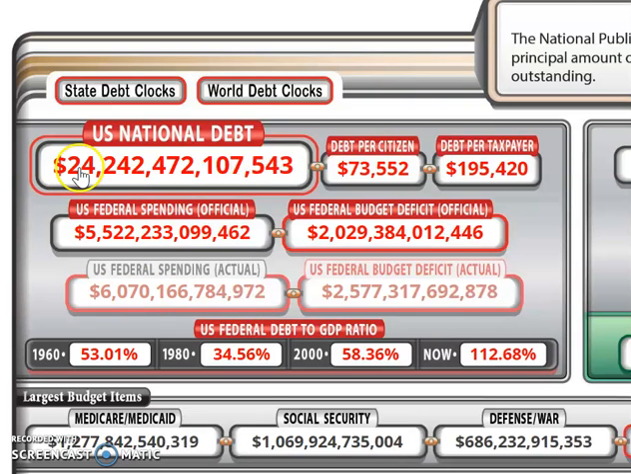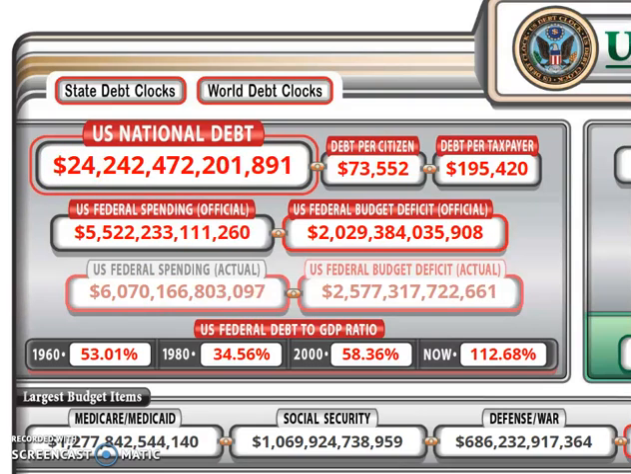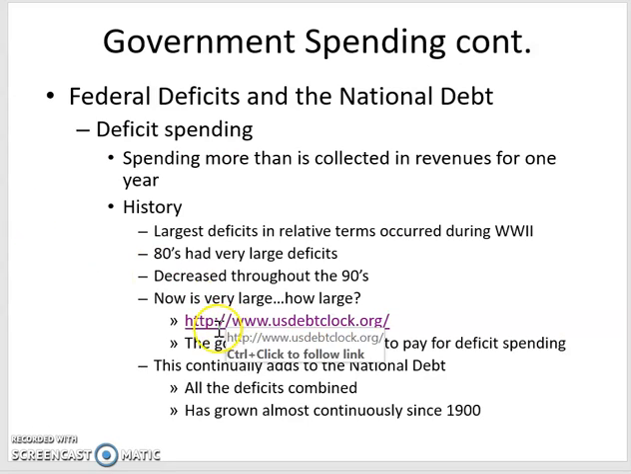So our total debt is $24 trillion. We're probably going to have a deficit this year of over $3 trillion, to give you an idea of just how massive the spending is right now. If you go to the website that's linked here, usdebtclock.org, you can look at all kinds of other data on there. And if you roll your cursor over the data, it'll tell you what exactly that data is.